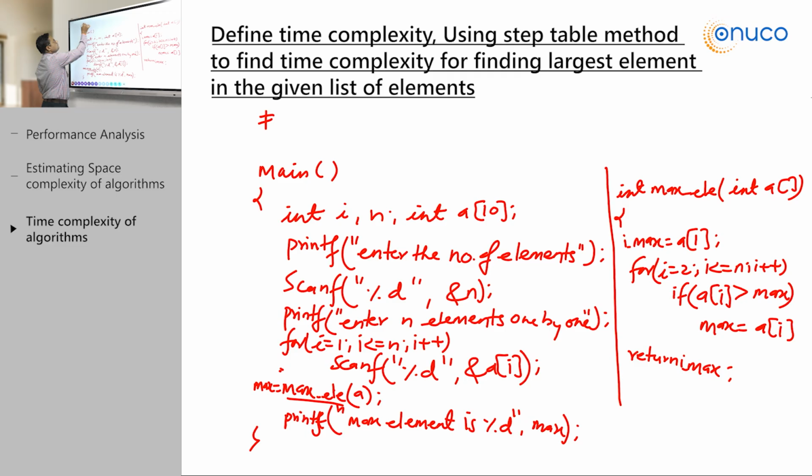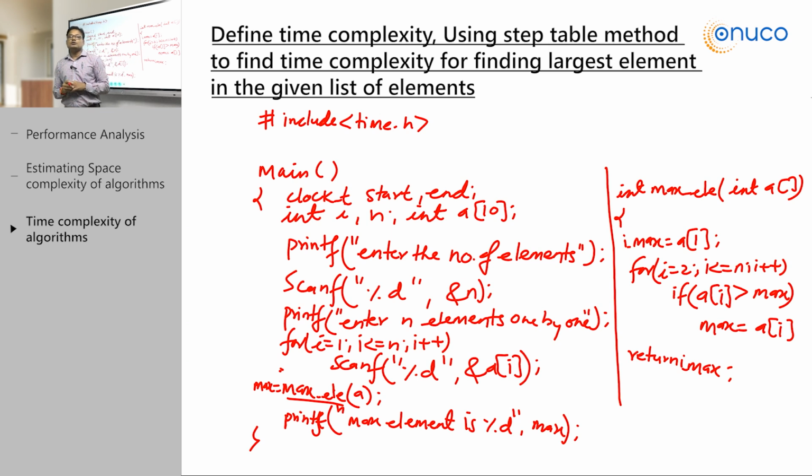Remember that for time functions you have to use #include <time.h>, and we need to define here clock_t start, end. Remember, when you are going to find the time, some person will ask you how much time it will take from your home to college. Then the time you start at your home, that is the start time. Reaching college, that is called the end time. So always you are going to do end time minus start time.